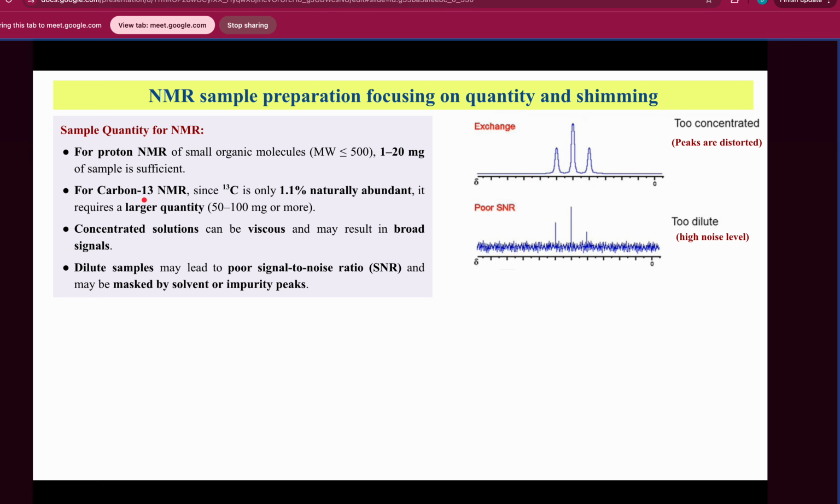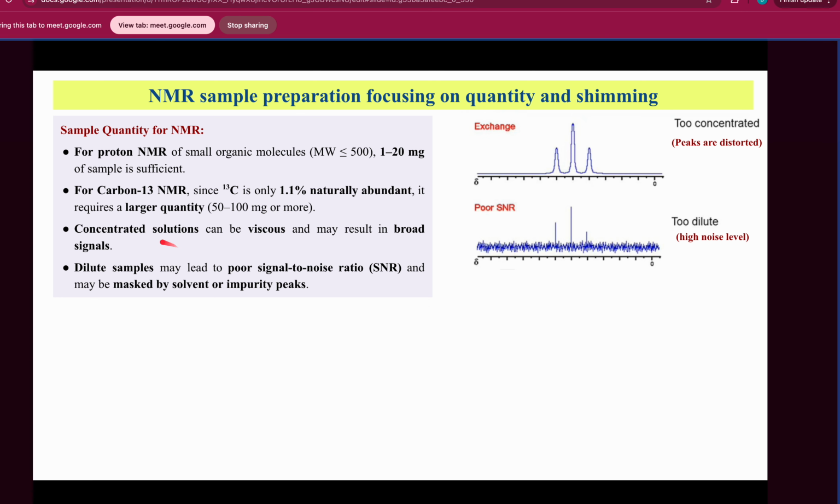If we want to perform carbon-13 NMR, since carbon-13 is only 1.1% naturally abundant, we need larger quantities. We have seen that the proton, the H1 form of hydrogen, is very abundant, so even if we have smaller quantities, it will work fine. But in the case of C13 NMR, we need to make sure that the quantities are sufficiently high.